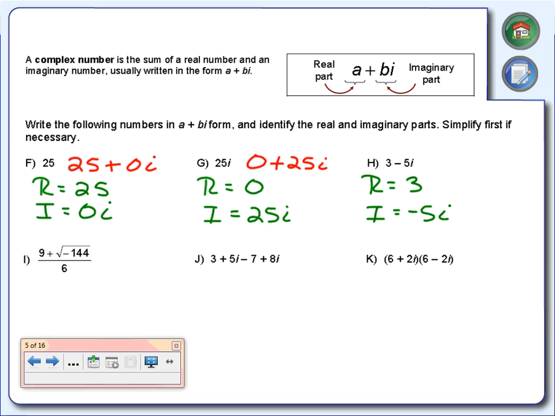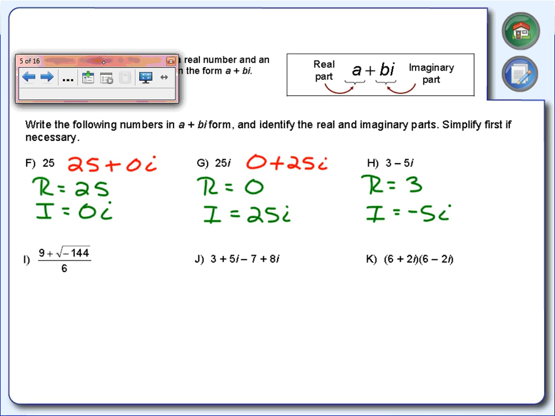Okay, let's go on over to I. Get this out of the way here. First, we got to simplify here, so let me see. 9 plus the square root of a negative 144. Well, what's the square root of a negative 144? What was that? 12i.